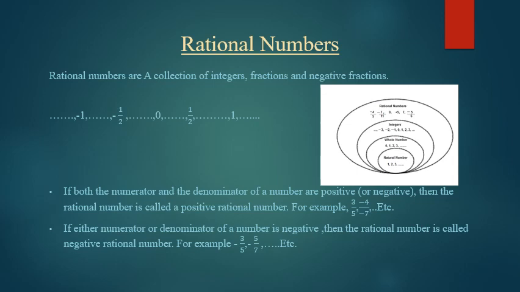Another example is minus 4 upon minus 7. So here the minus 4 and minus 7, that is numerator and denominator, are both negative, so it is said to be a positive rational number. So you can write some examples.